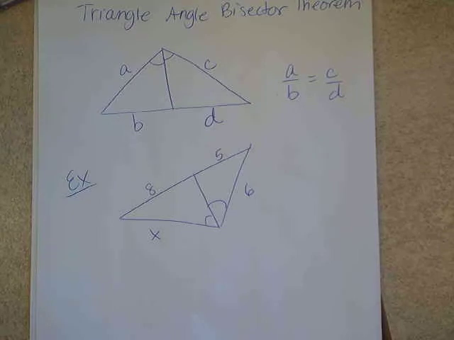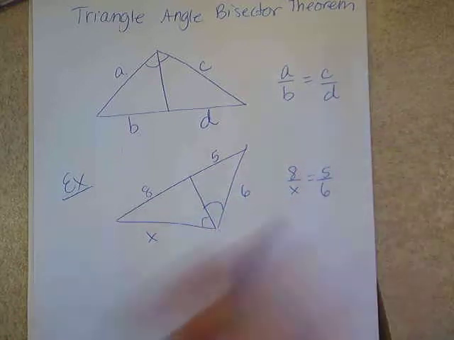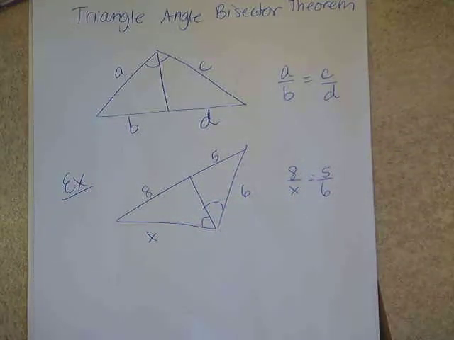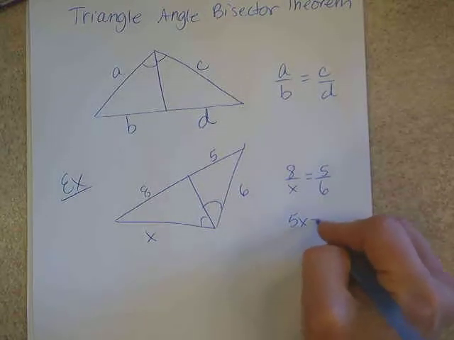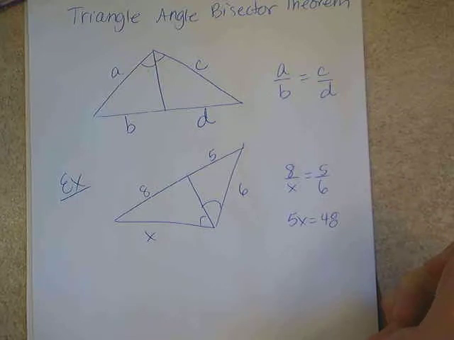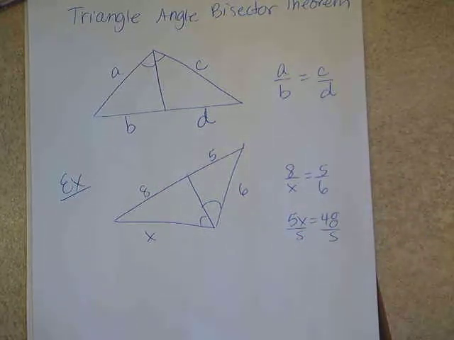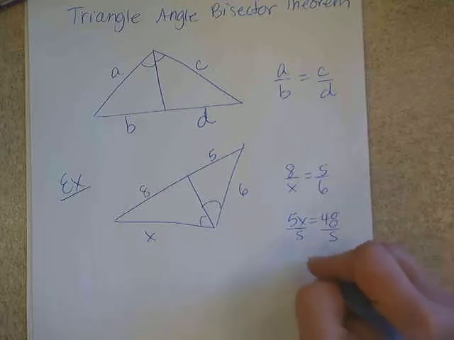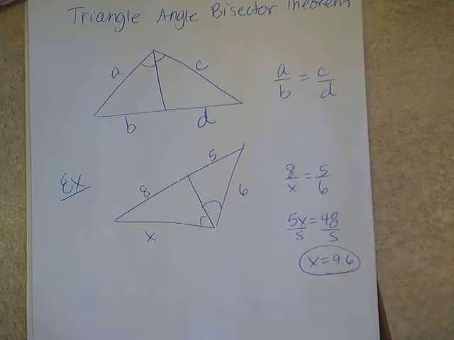And the nice thing is you don't even have to turn this one around, so it's in the same orientation. I can set up my proportion just how I see it. So I can say 8 over x equals 5 over 6. Cross products, 5x equals 48. Divide out 5, and x would be 9.6.